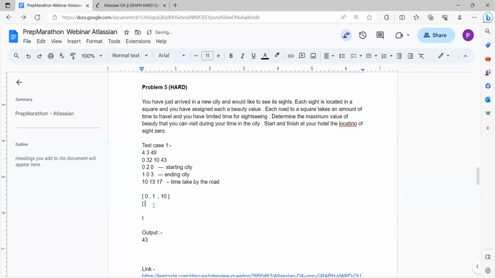Okay, the second road is between city 2 and city 0, and the time taken to travel through it is 13. The third road is between city 0 and city 3, and the time taken is 17. Roads are bi-directional. It means you can go from 0 to 3 and 3 to 0.